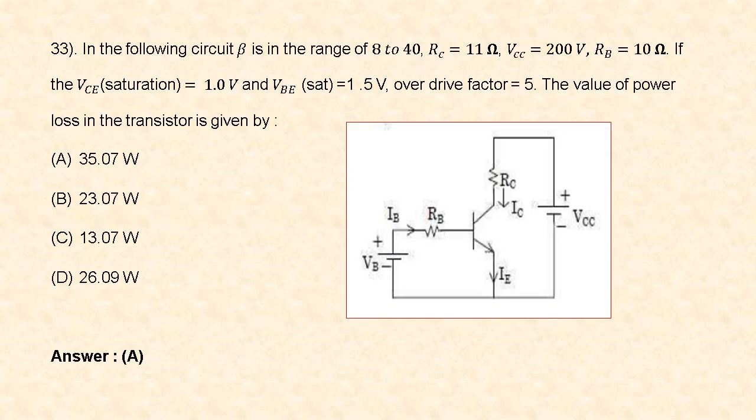Next question, in the following circuit, beta is in the range of 8 to 40, RC is equal to 11 ohm, VCC is equal to 200 volt, RB is equal to 10 ohm. If the VCE saturation is equal to 1 volt and VBE saturation is equal to 1.5 volt, overdrive factor is equal to 5, the value of power loss in the transistor is given by A 35.07 watt, B 23.07 watt, C 13.07 watt, D 26.09 watt. Here option A 35.07 watt is the correct answer. Let us see the solution.